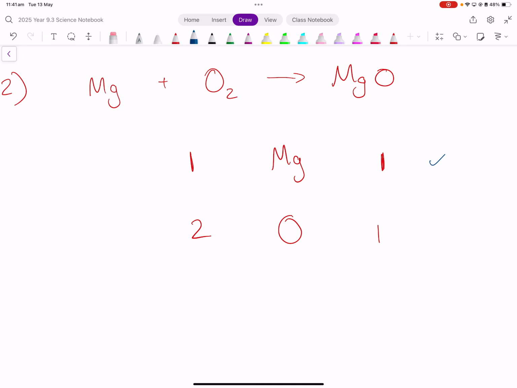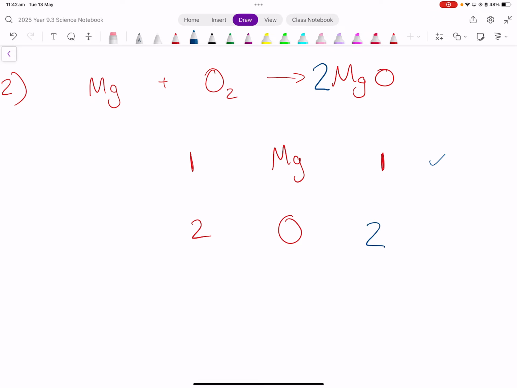So what do I need to do in order to make the number of oxygens balance? How do I balance them? What can I do? Yep, I can get another whole lot of magnesium oxide, and so I can put a big 2 out the front. And now I've got 2 lots of magnesium oxide. I haven't changed what the chemical is, I've just gone and I've found another version of that chemical. So when I look at magnesium oxide, I've now got 2 oxygens.